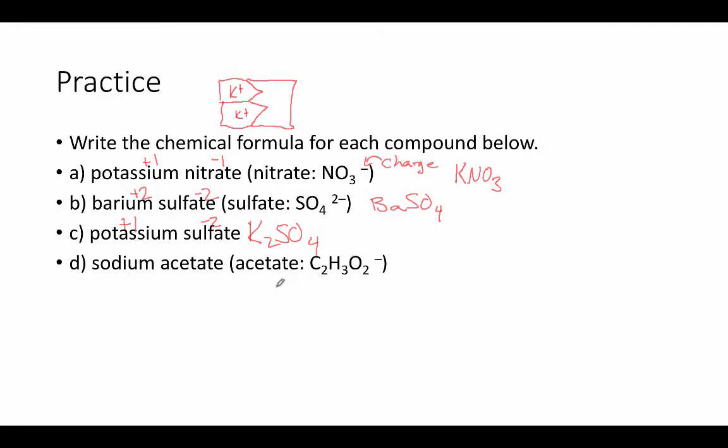Sodium acetate. Sodium is one of our alkali metals, so it's a +1 charge. Acetate has a -1 charge because you're told that right there. And so sodium has a symbol of Na. Acetate is the C2H3O2 because these are the same charge. You just write the symbols and smush them together.